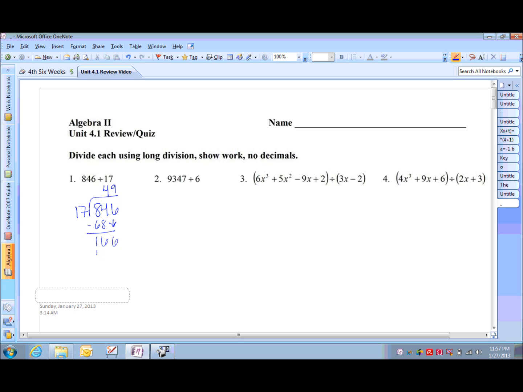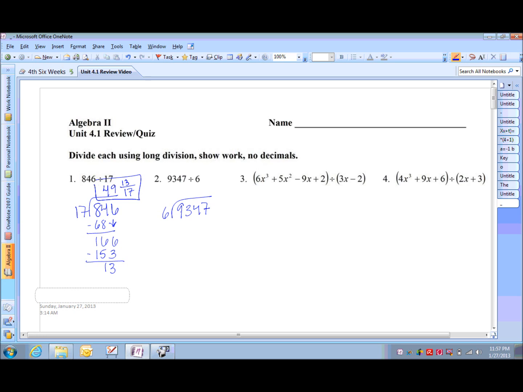9 times 17 is 153. When you subtract 153 from 166, you get 13. Now there's nothing left to bring down, so we take what's left over, 13, and put it over what we're dividing by, which is 17. So your final answer is 49 and 13 over 17. Okay, problem 2, same process. We're dividing 9,347 by 6.